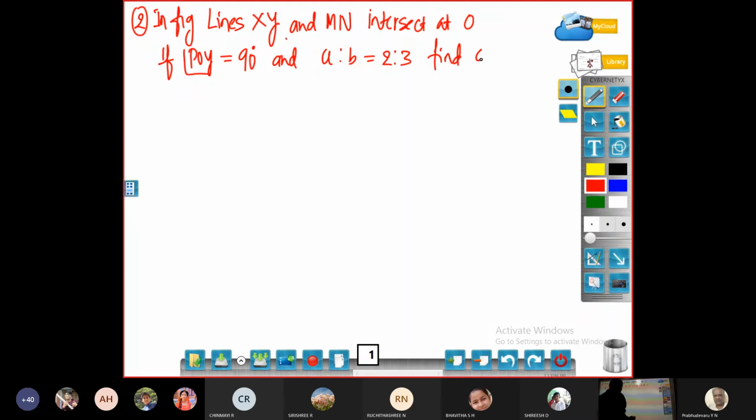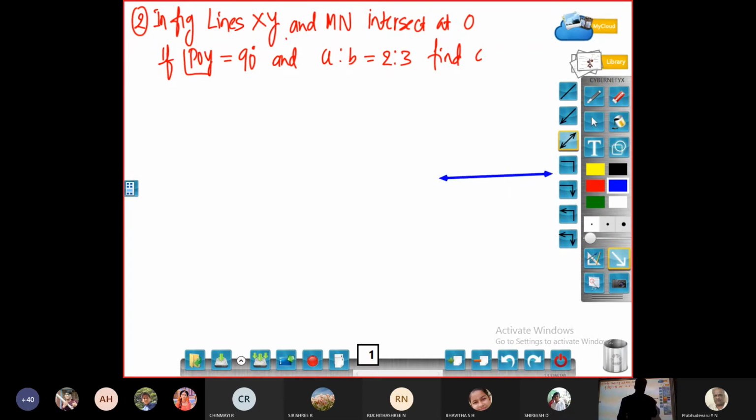So they have given a diagram. Let us draw the diagram now. We have some lines here. XY is a line. Another line MN is intersecting this XY at some point O. Then OP is a ray perpendicular here, like this, the perpendicular line.